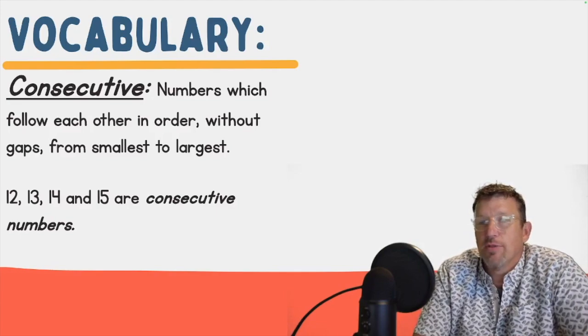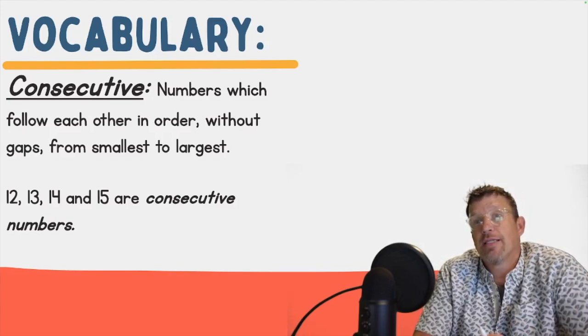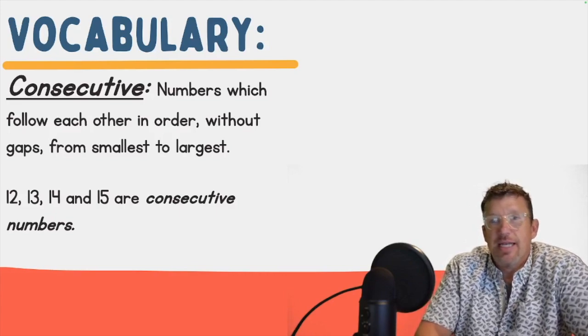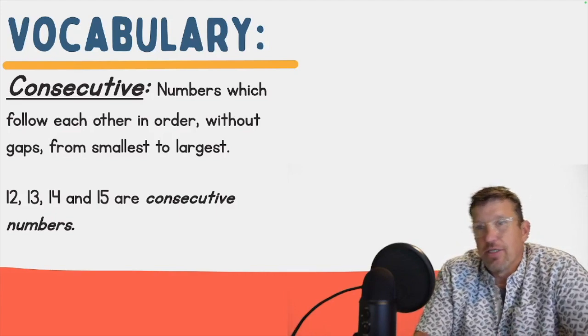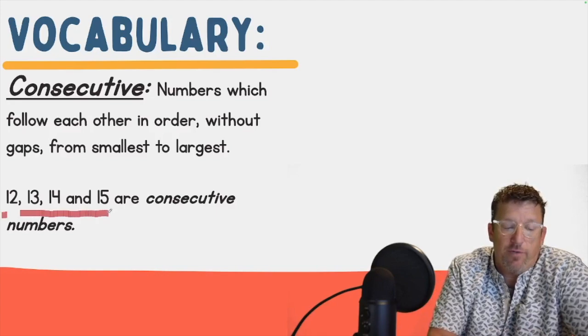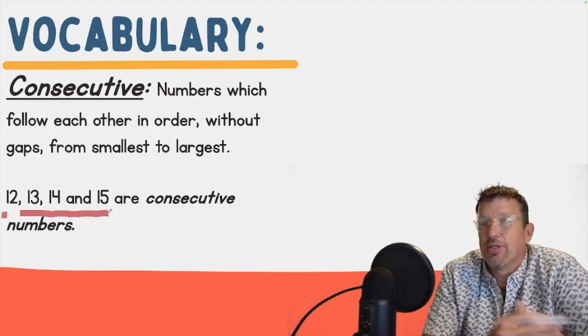So there's no decimals involved. It's consecutive. If I said 7 and asked you what the next consecutive number would be, you'd say 8. It's the next number in line. Or you could list a series of numbers like our example, 12, 13, 14, and 15. Those are all consecutive because they're counting in order.